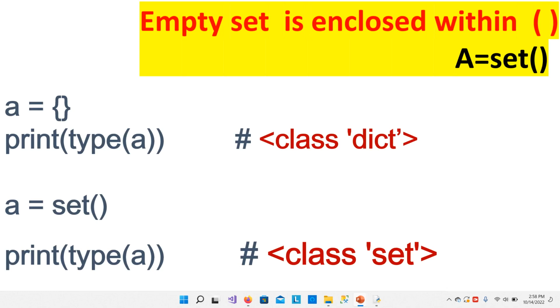Next we again have taken a variable A equal to the set function. Here A is a set. Here Python creates a set. So when we print A using the type function, we will get the output class set. So the type function shows the data type of the variable as a set, because we always create an empty set using the set function.